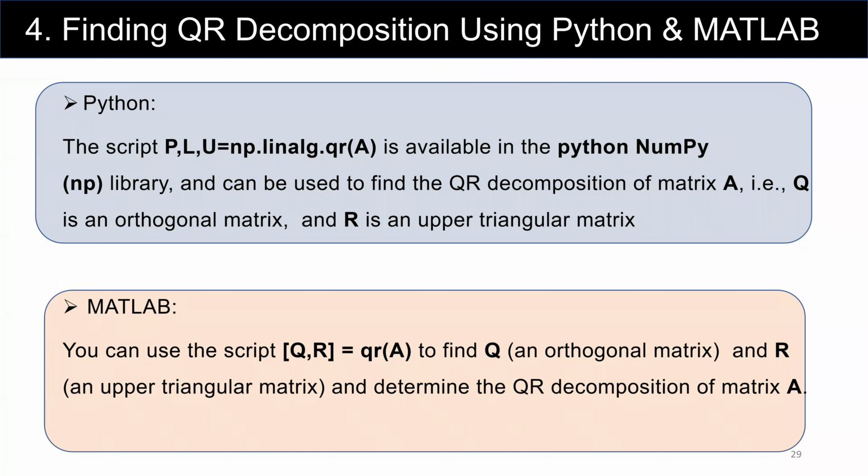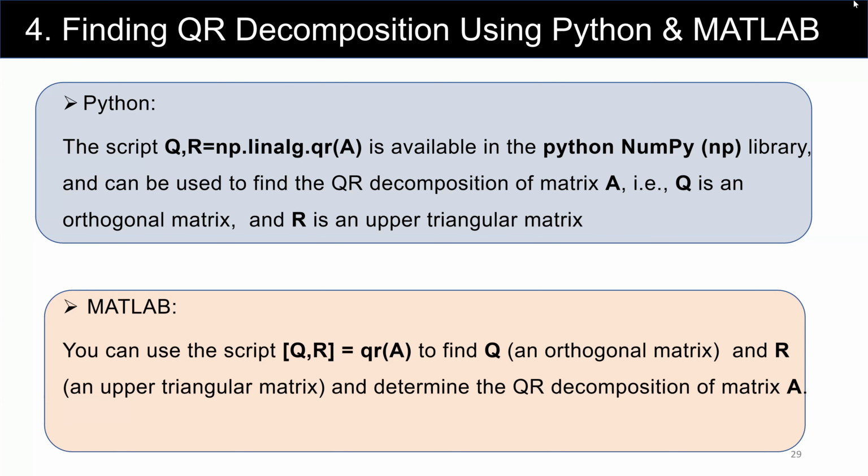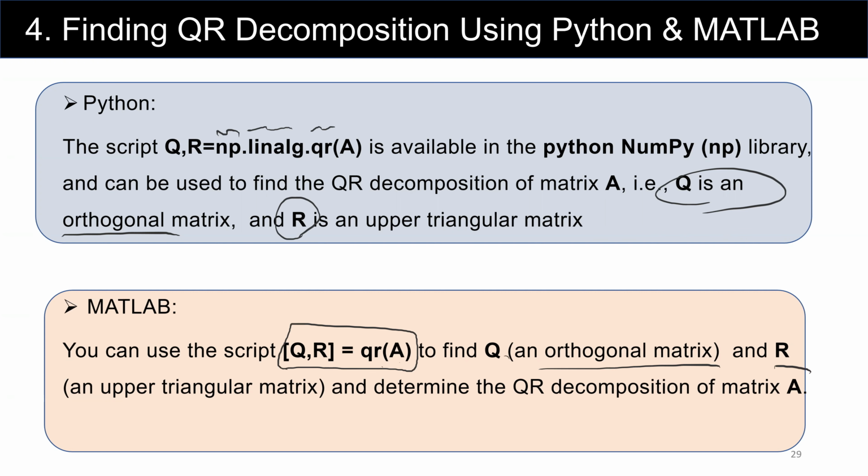All right. Now we come to the most important part, which is how to find QR decomposition using Python and MATLAB. In Python, we use this script: Q, R equals NumPy library, linear algebra, QR of matrix A. It gives us Q, which is an orthogonal matrix, and R, which is an upper triangular matrix. In MATLAB, we use this script, [Q, R] equals qr(A), to find Q, an orthogonal matrix, and again R, an upper triangular matrix. So both of these give us the QR decomposition of matrix A.